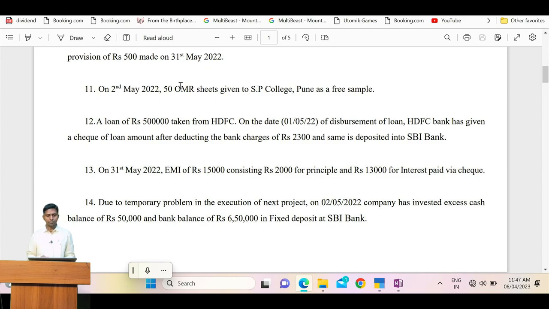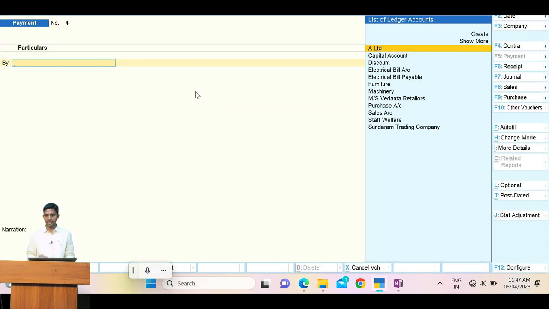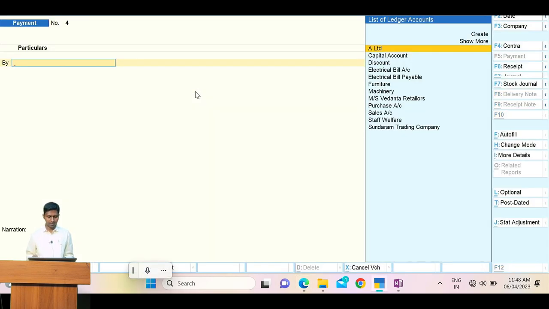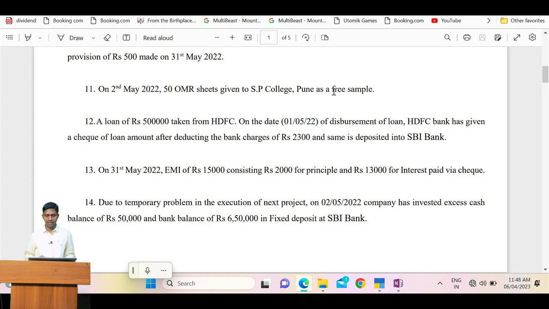Then on 2nd May, 50 OMR sheets given to SP College. On 2nd May, 50 OMR sheets given to SP College as a free sample advertisement. You are giving this to SP College. Now, there are various ways. Normal advertisement expenses, advertisement to cash in payment voucher type. If you are giving free samples, then you can open or create a new ledger. That is what? Goods distributed as free sample.